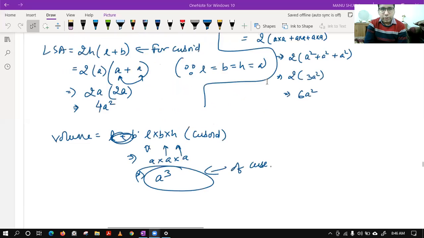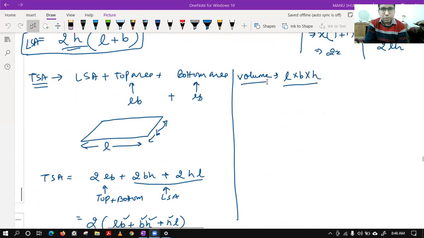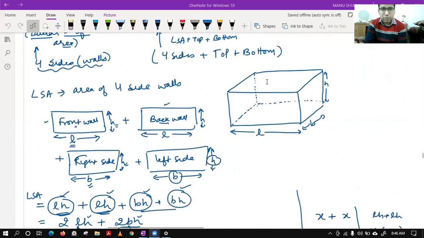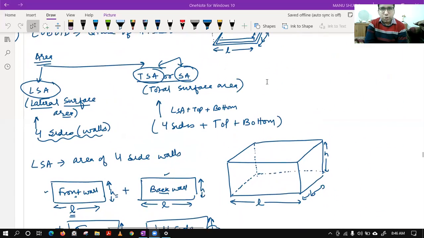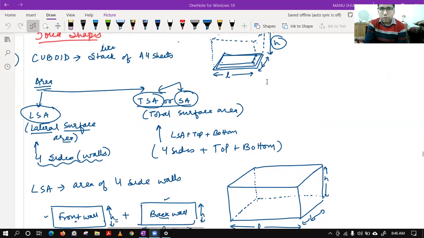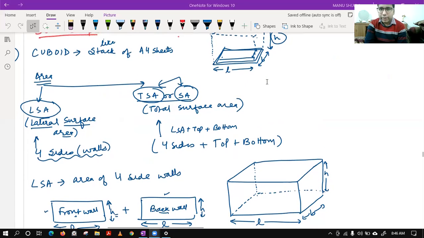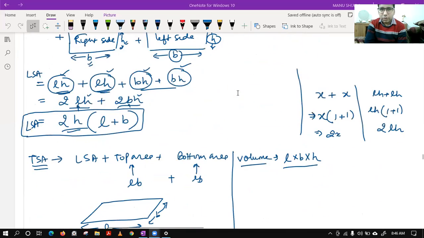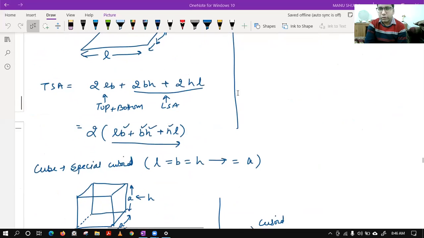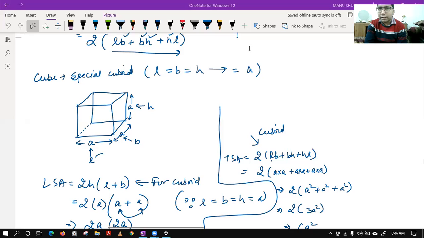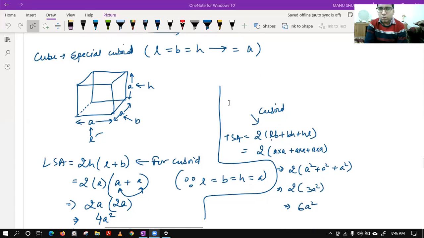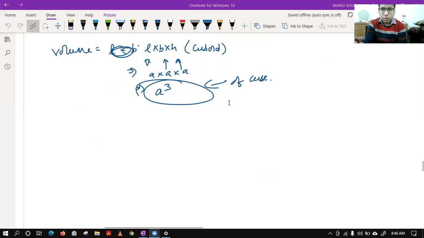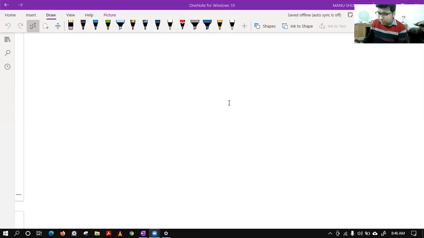Good morning, everyone. In the last class, we discussed the concepts of solid shapes. First, the cuboid: we found its lateral surface area, then its total surface area. After that, we went for the special cuboid, which is a cube, in which the length, the breadth, and the height are equal to the same thing, that is k, or any constant you want. Now let's try the next thing.